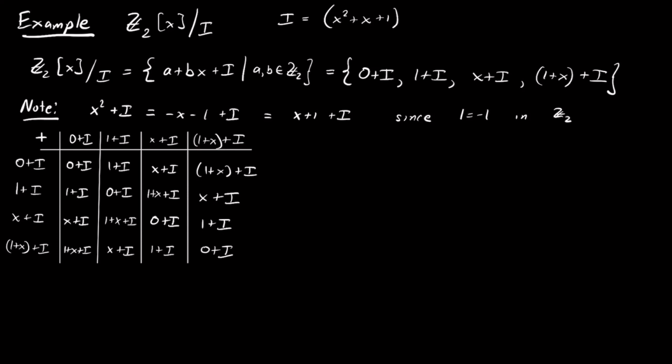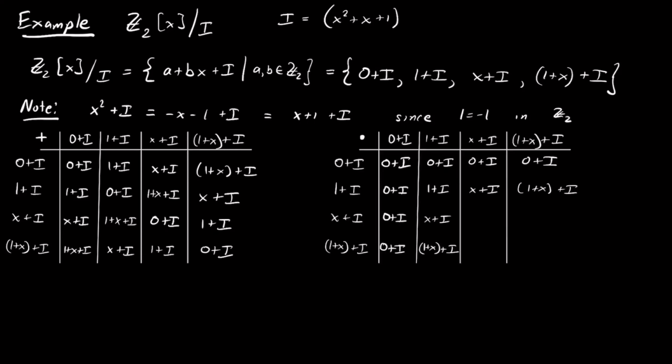Let's look at the multiplication table, but I'm only going to partially fill it in because I want to kind of demonstrate what's going on here. The first thing that I know is that 0 times any one of these elements is going to be 0. All right, so the first row is 0. And I also know that any one of these elements here times 0 is going to be 0. So this whole first column is zeros. All right, like 1 plus I times 0 plus I is 0 plus I. x plus I times 0 plus I is 0 plus I, so on and so forth.